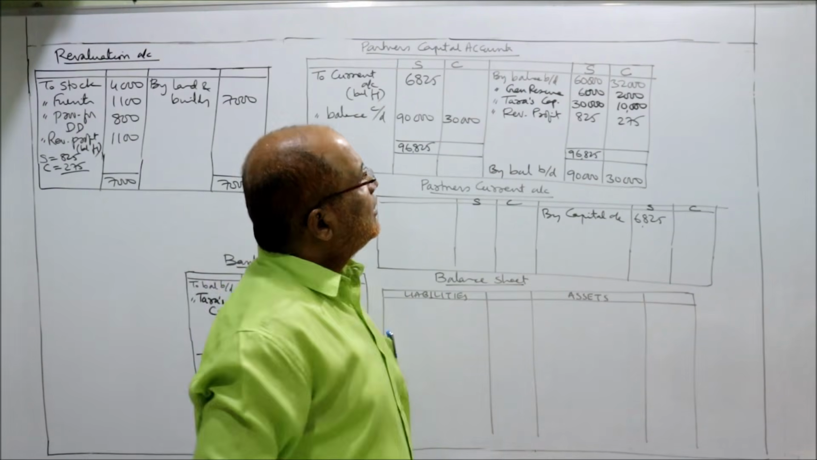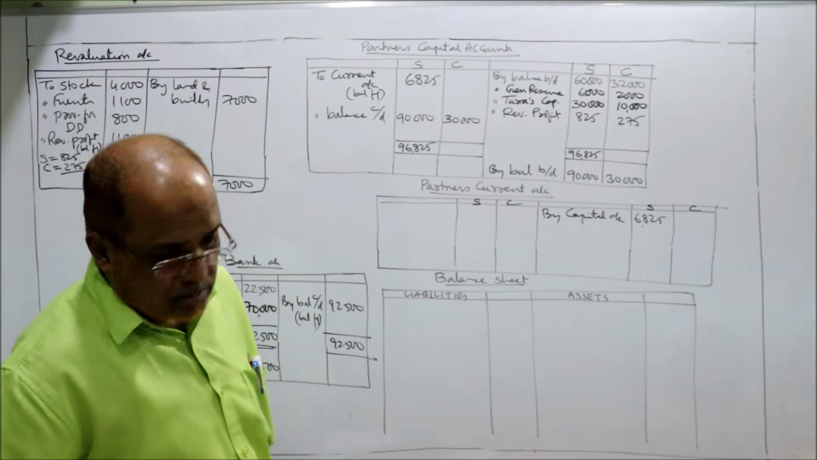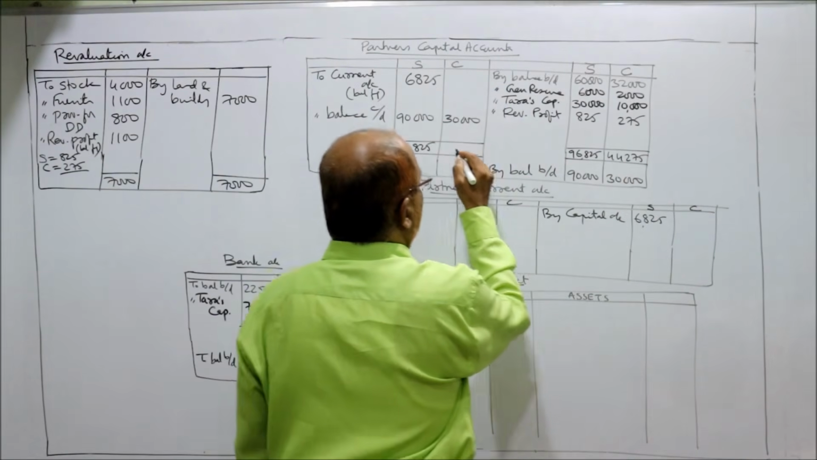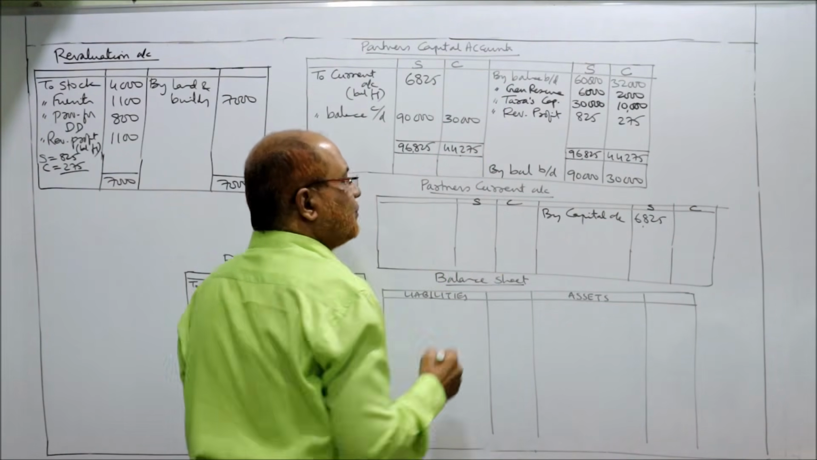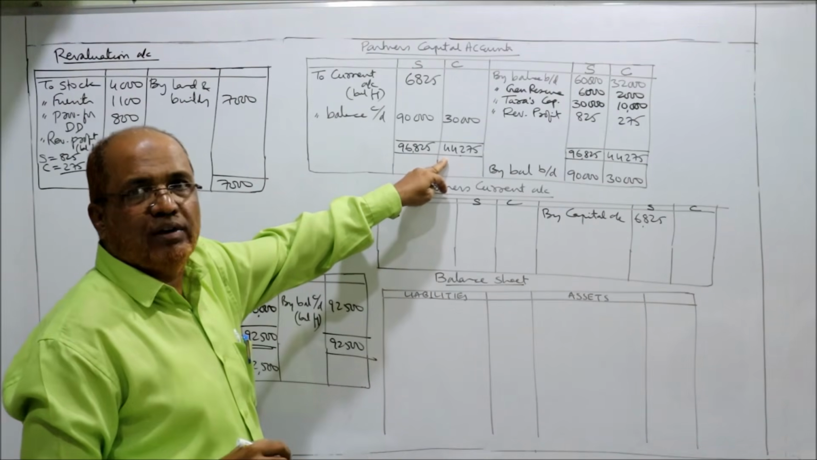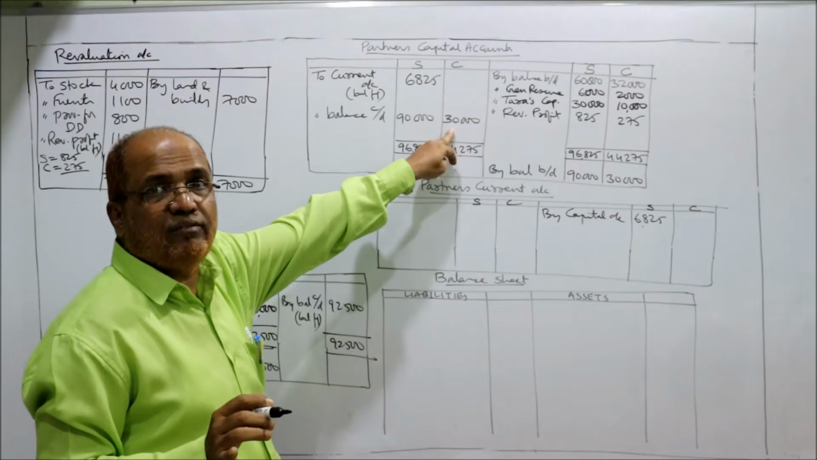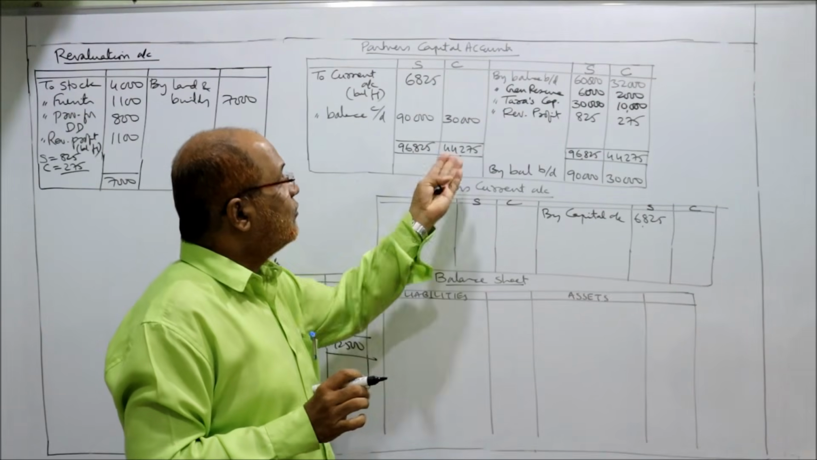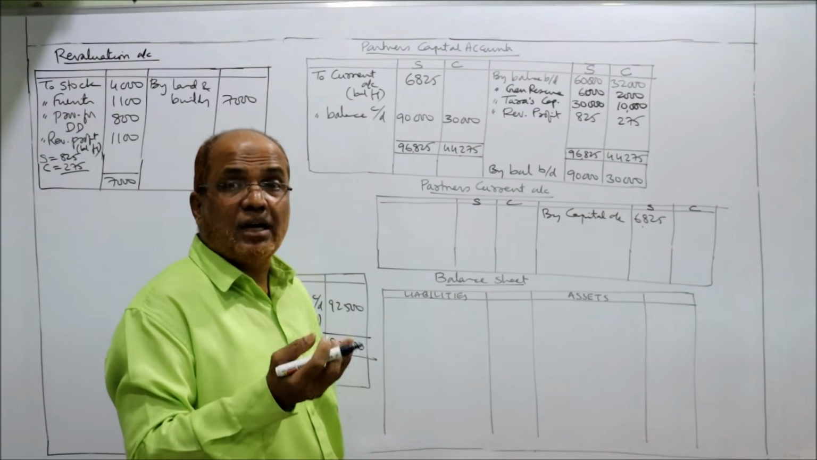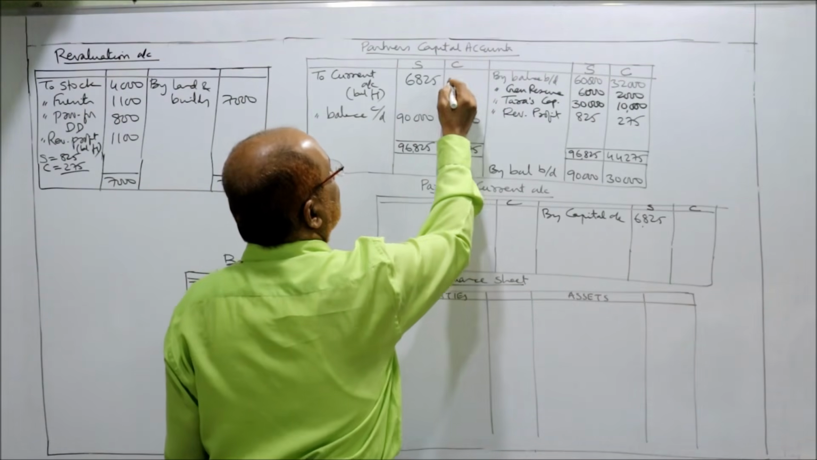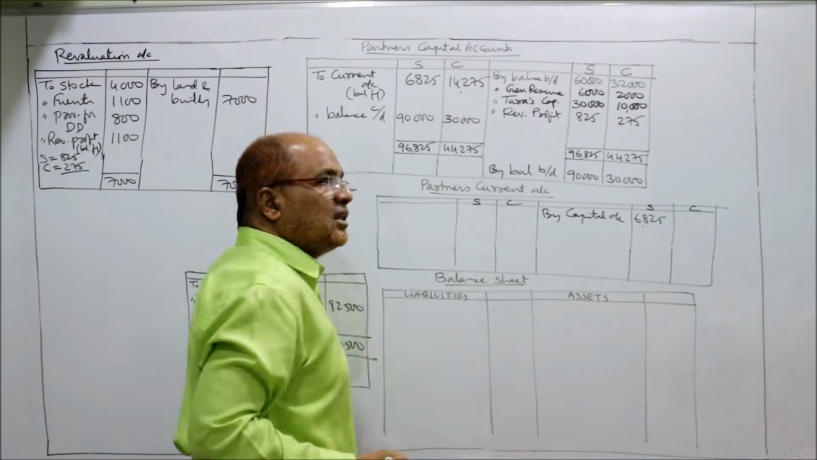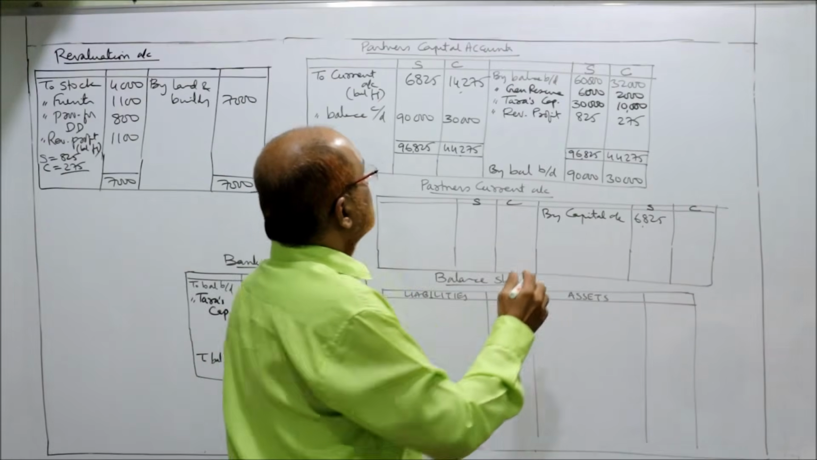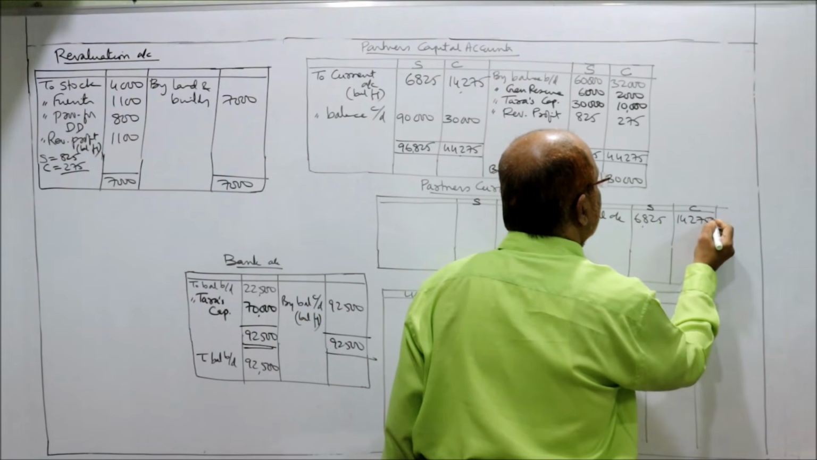Same way, Chandra: 32,000 plus 2,000 plus 10,000 plus 275, 44,275. Now out of this 44,275, how much capital should they have? Chandra should have 30,000, but he is having 44,275. It is more. How much more? 14,275. This 14,275 is the excess amount in his capital, so that should be transferred to his current account. 14,275. That's it.